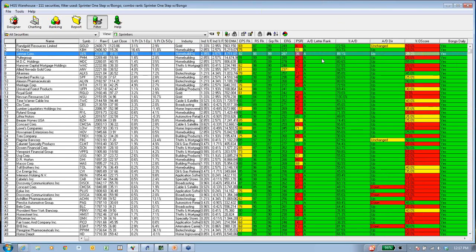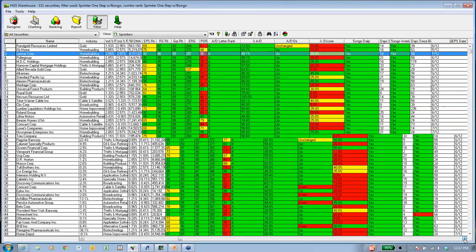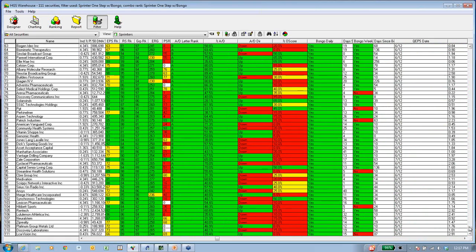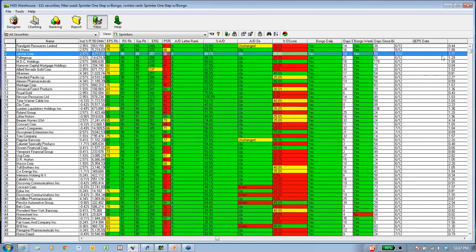Accumulation distribution is all A's and B's. If you look at the bongos, which are those momentum indicators, the daily and the weekly are predominantly green. A few red weeklies. And these have been very good performers. So sprinters to me are a nice place to look.